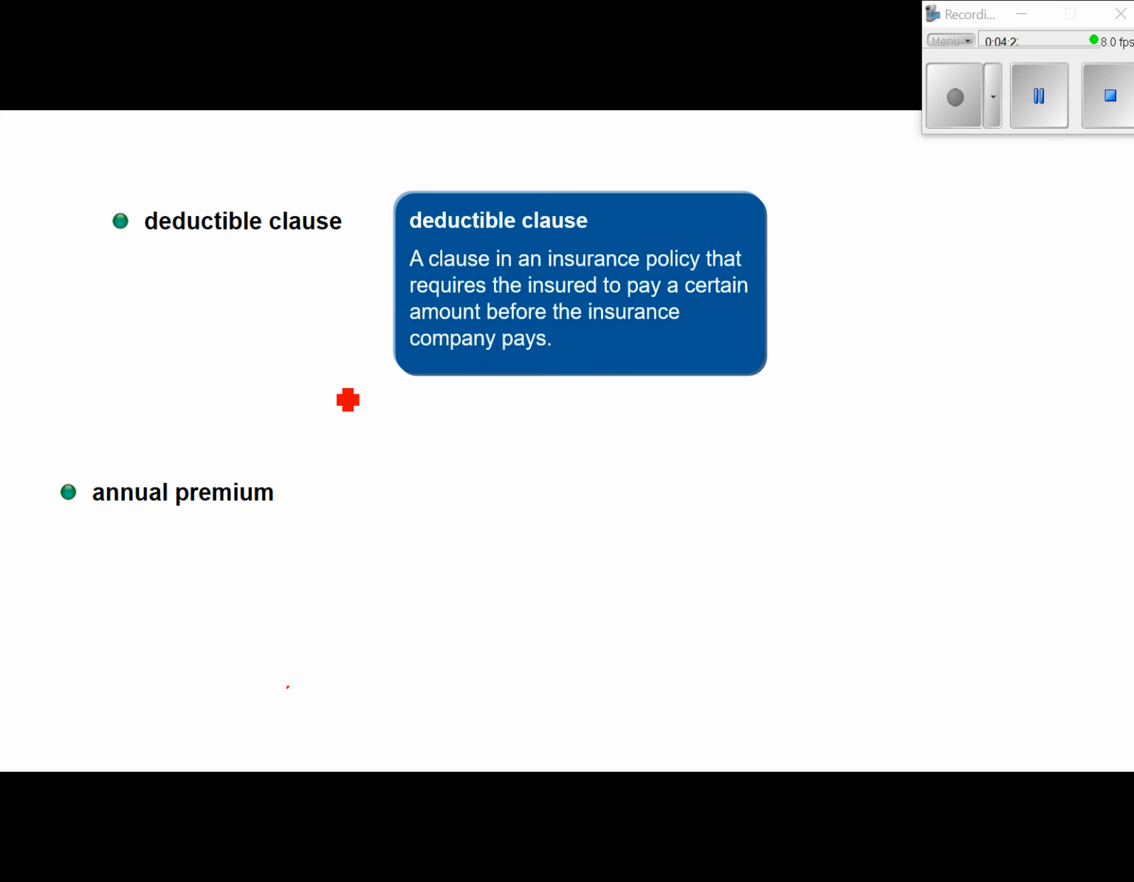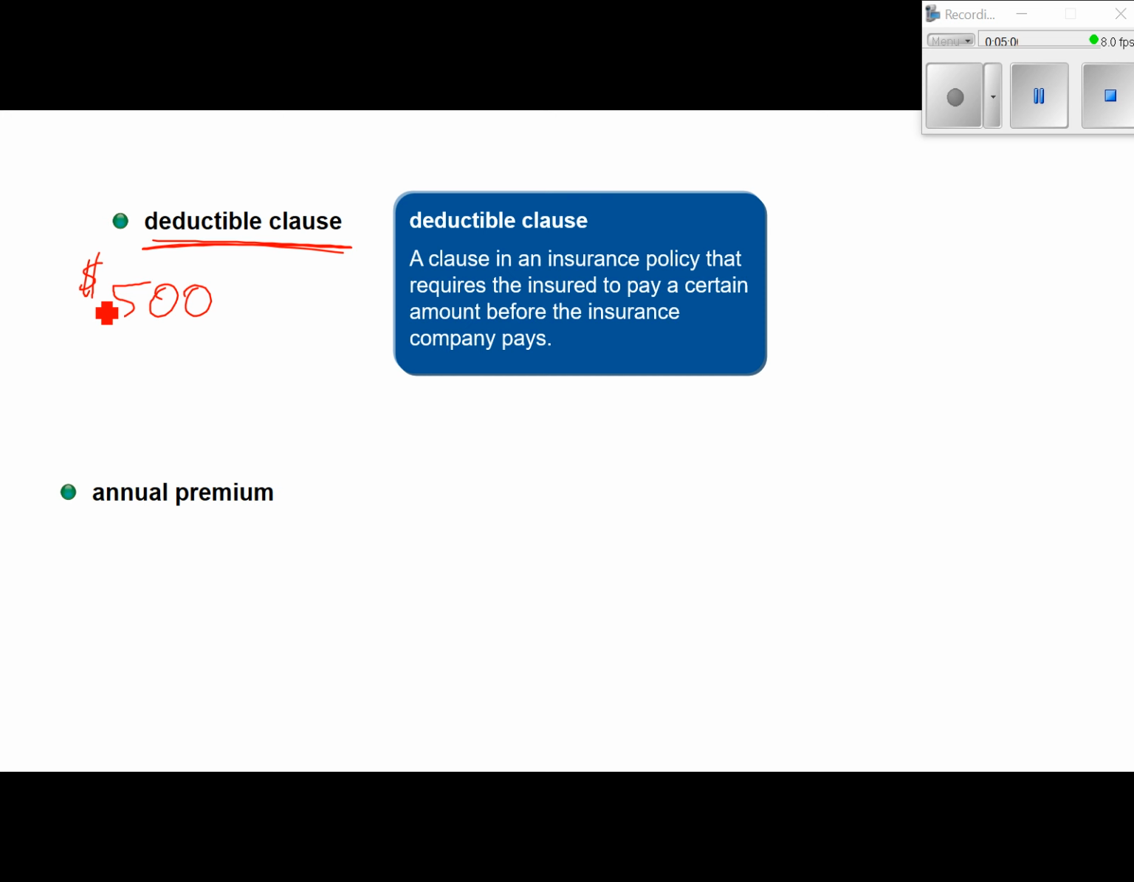A deductible clause. A deductible clause is a clause in an insurance policy that requires the insured person to pay a certain amount before the insurance company starts to pay. We've talked about that with the medical insurance in the past. A deductible is the amount of money that you have to pay first, and then the insurance starts covering it. A lot of times it'll be something like a $500 deductible. That means you pay the first $500.